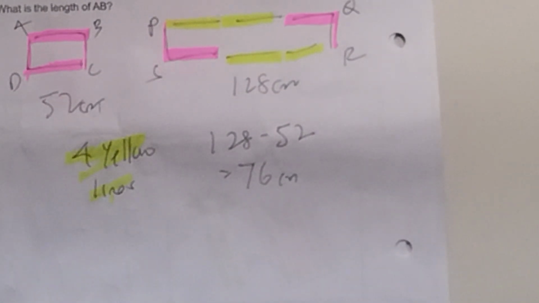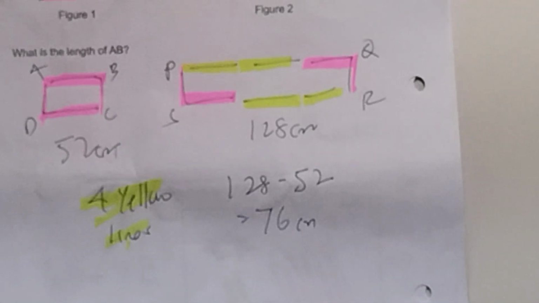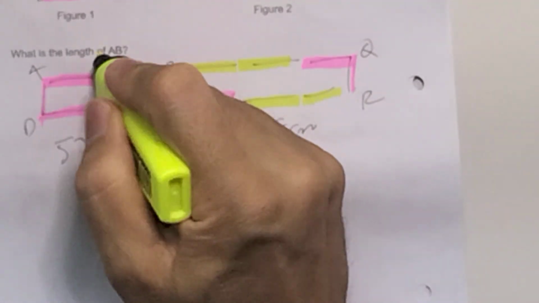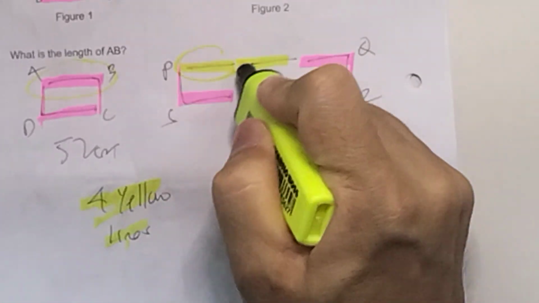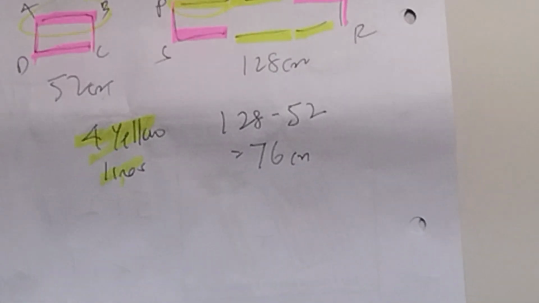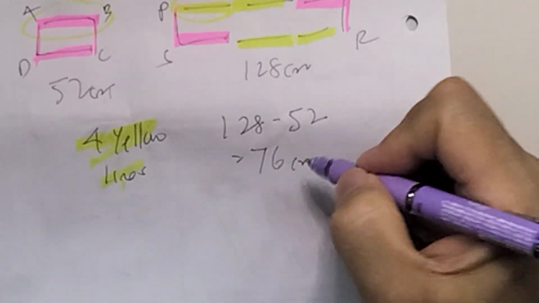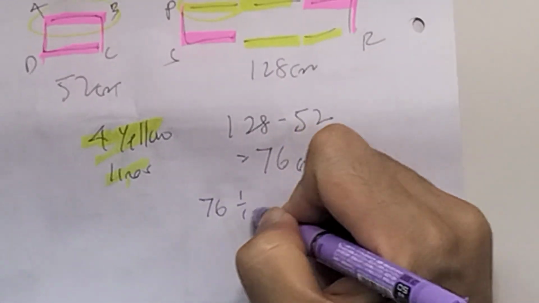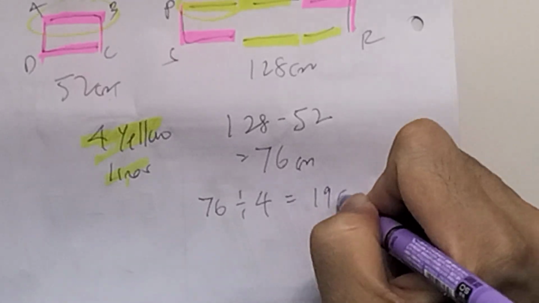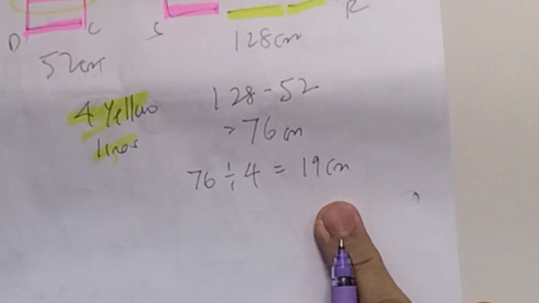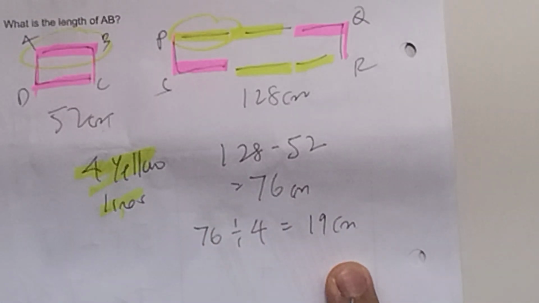We are asked to find out what is the length AB. AB here is just the length of one yellow part. So if 4 yellow parts is equal to 76 cm, then one yellow part means I divide by 4, and I'll have 19 cm. 19 cm.